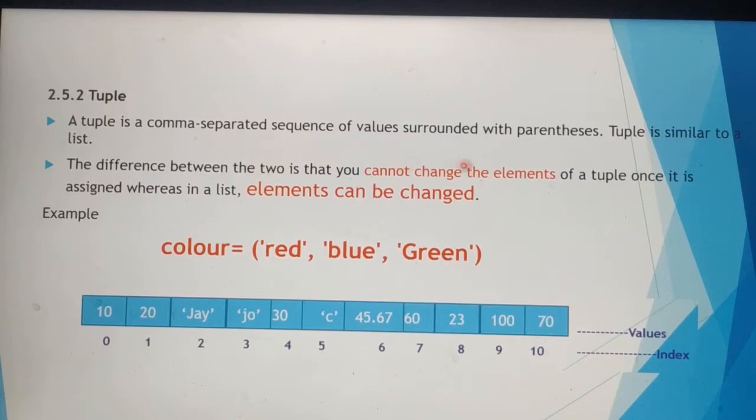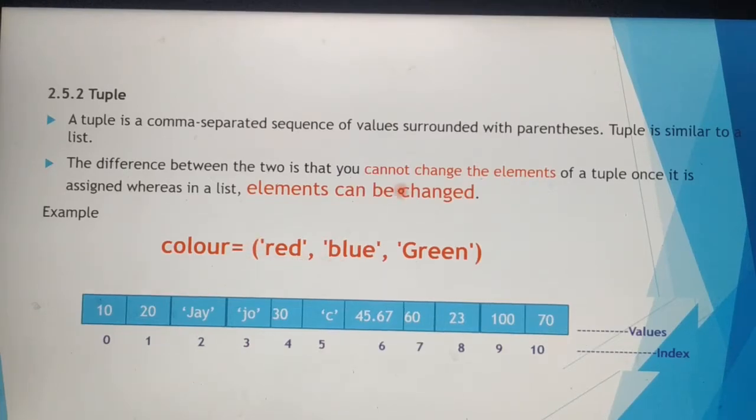Next we can see about tuples. This tuples also same as list only. This list of elements given in the square bracket, but tuple elements given in the parenthesis and separated by comma. Next, the second one is the list elements can be changed, but the tuple elements cannot be changed. Here given the 2 points, a tuple is a comma separated sequence of values surrounded with parenthesis. Parenthesis means the symbol is called it as parenthesis.